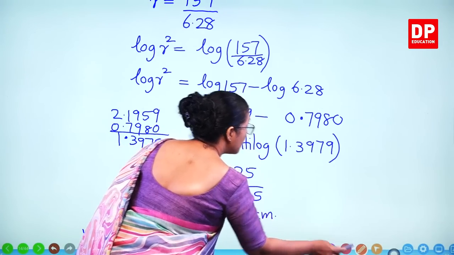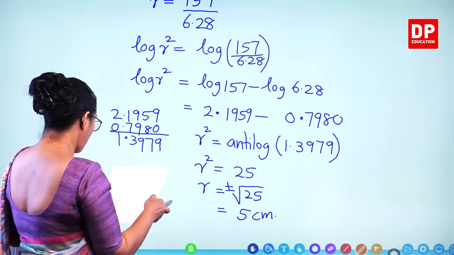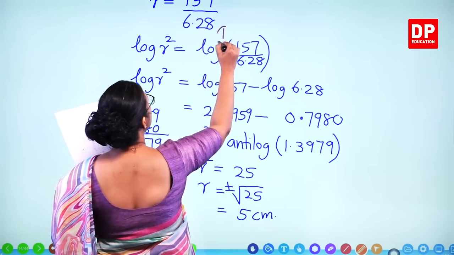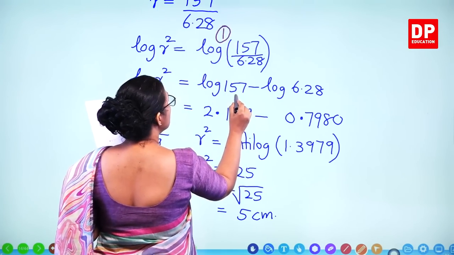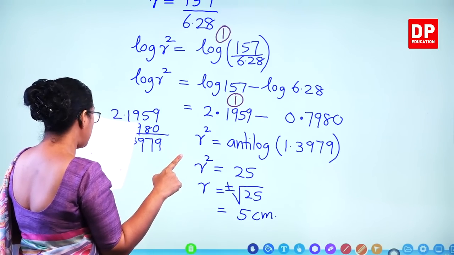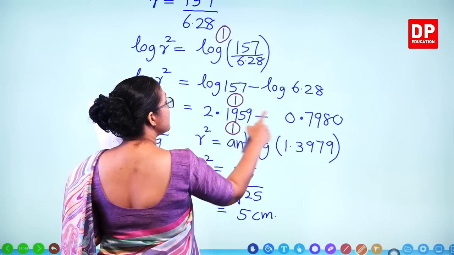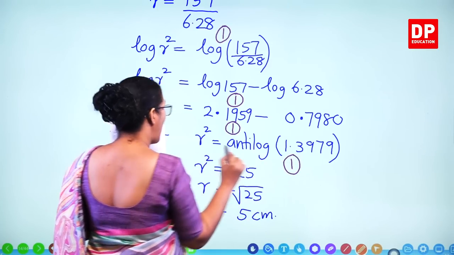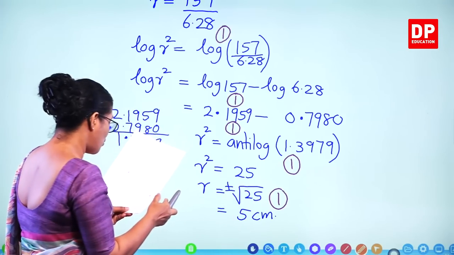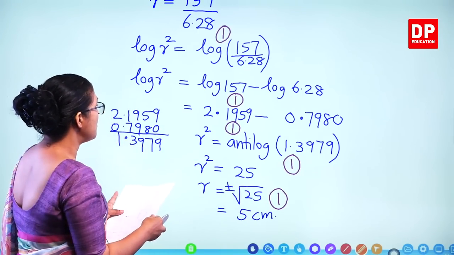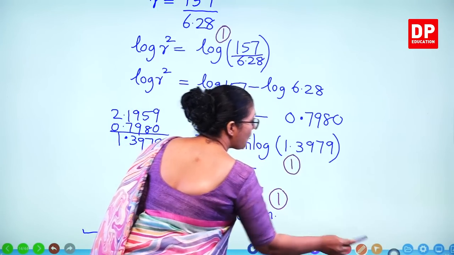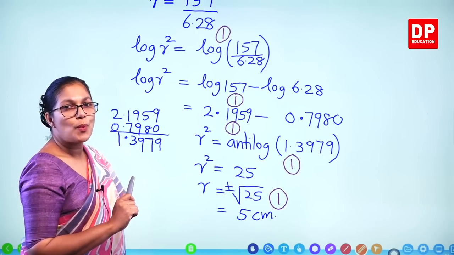So let's give marks for this one. 5 marks you are getting. 1 mark for writing the log, 1 mark for subtraction of logarithms, 1 mark for finding the log values, 1 mark for the anti-log value, and finally 1 mark for finding the square root of r squared. That's 5 centimeters. So 5 marks, and before we gave 5 marks altogether, 10 marks for that question as well.